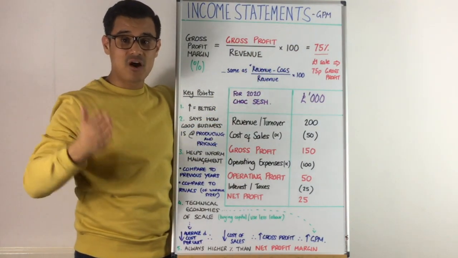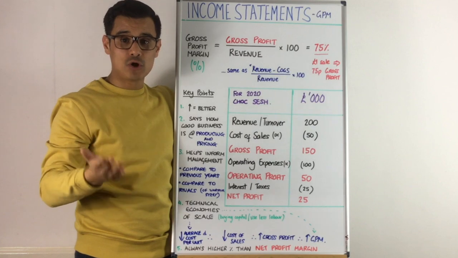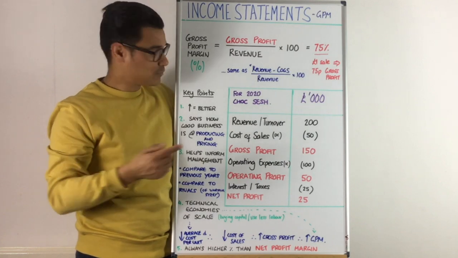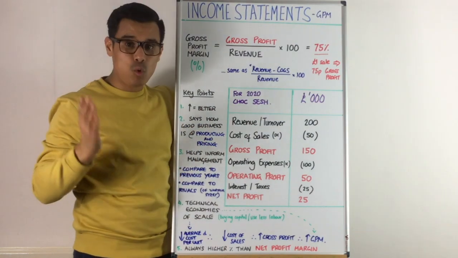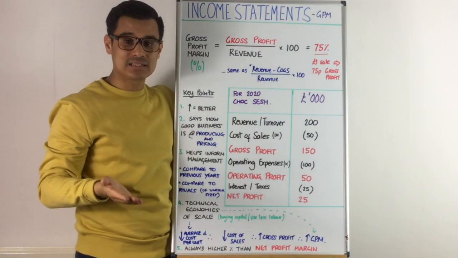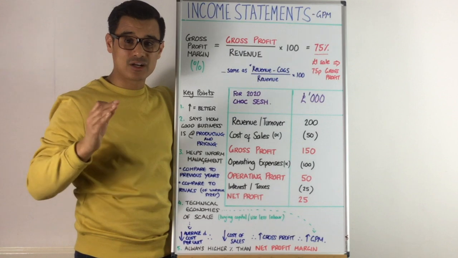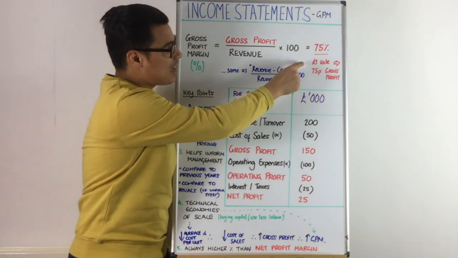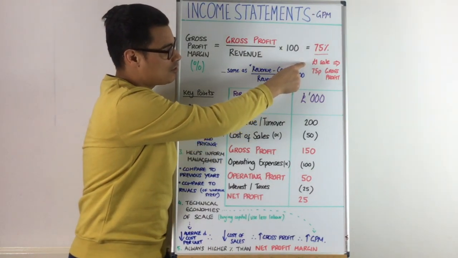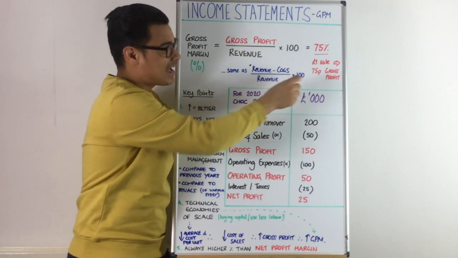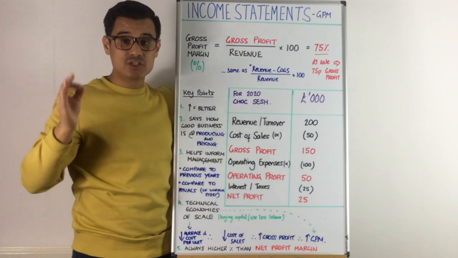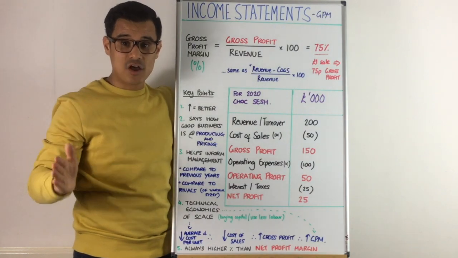So that 75% is what the gross profit margin is for Chocksesh in 2020, the year 2020. And what that 75% means for Chocksesh in terms of their gross profit margin is that for every £1 of sale that they make, £1 of turnover, 75p of that is gross profit. Gross profit being the first profit.